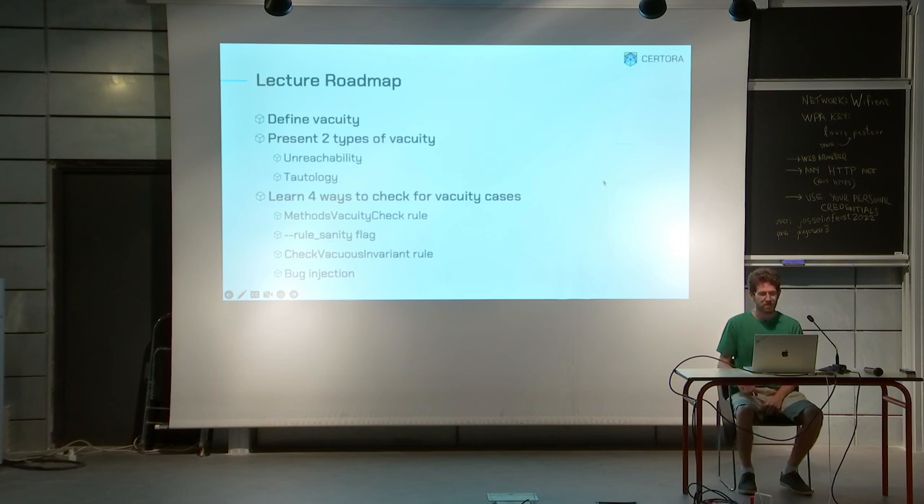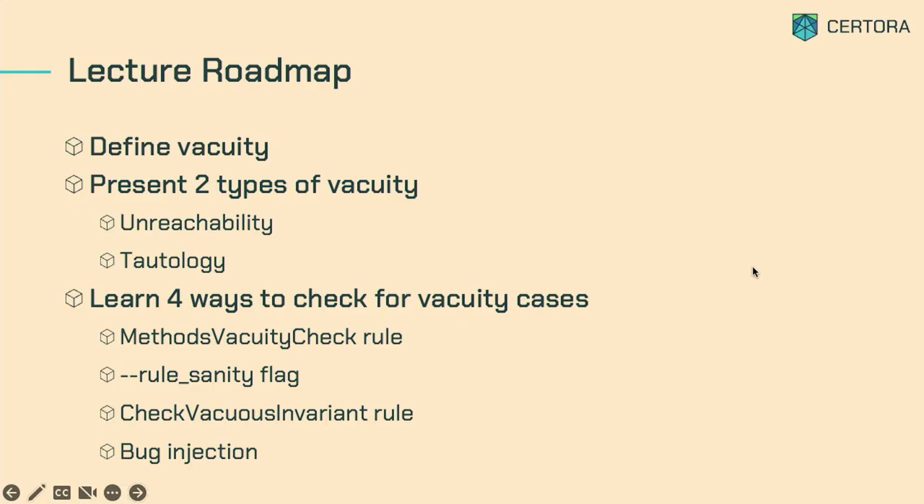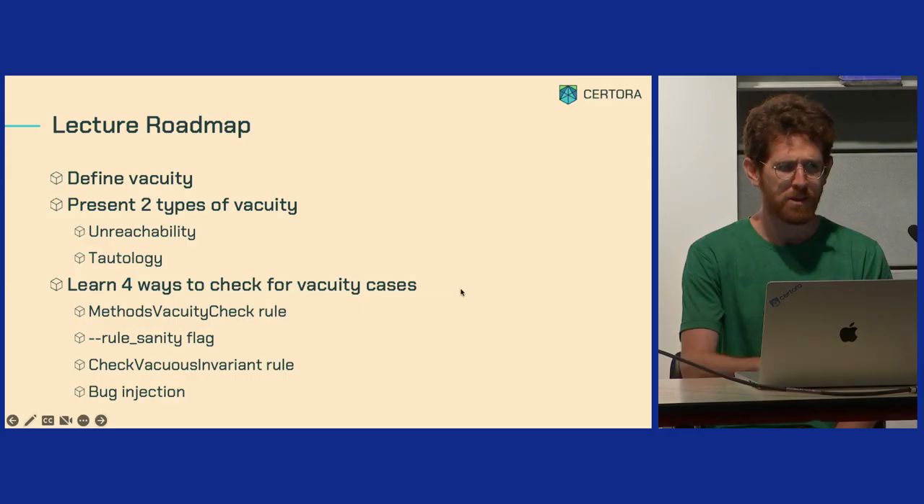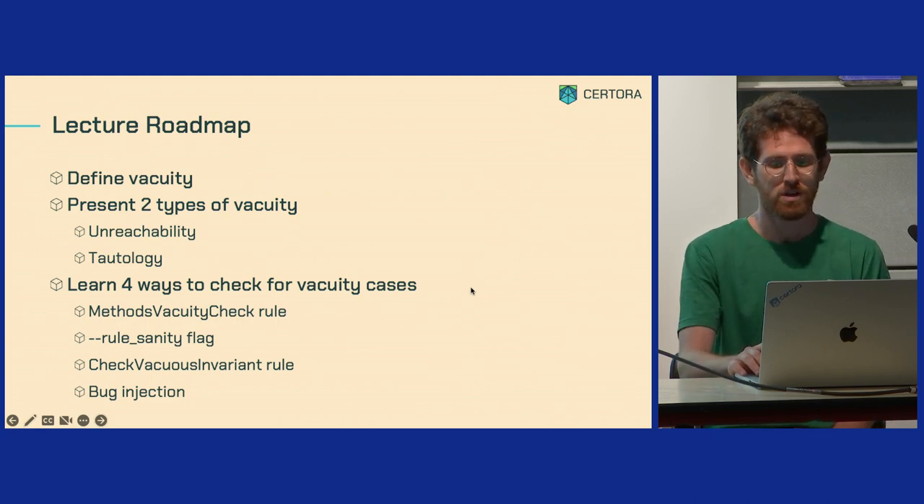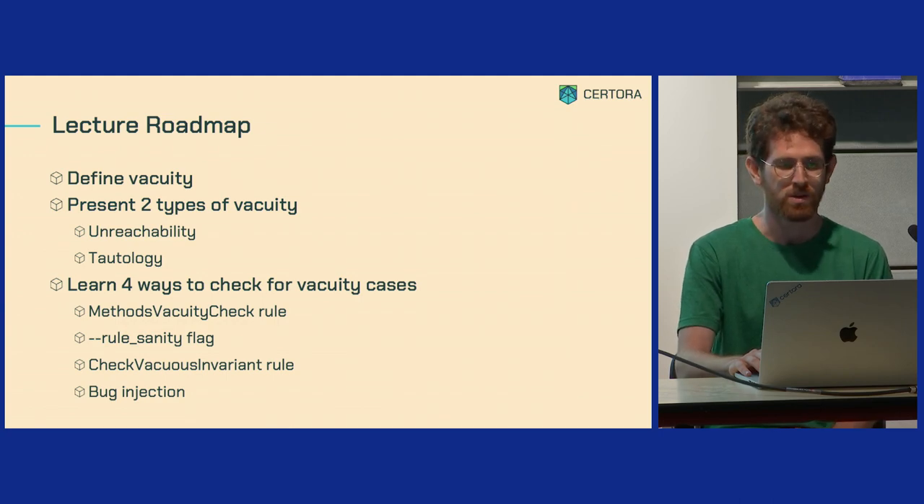So here's a roadmap of what we're going to do in this lesson. First we're going to define vacuity. Then we're going to present two types of vacuity and vacuous rules. And then we're going to learn several methods of how to deal with vacuity and how to discover if our rules are indeed vacuous or not saying what we want them to say.